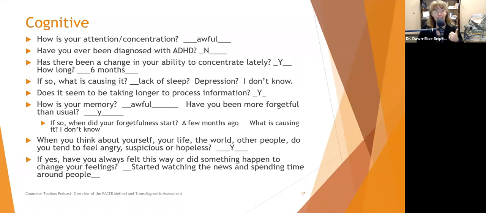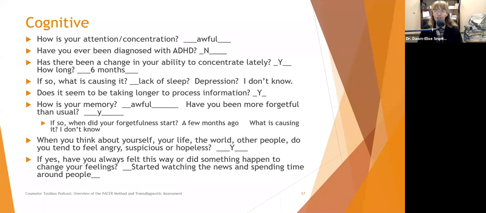Norepinephrine is one of your main focus chemicals. It's also one of your main excitatory chemicals. Since he's depressed, reporting feelings of apathy and anhedonia and having difficulty with concentrating, I'm starting to look at or think about norepinephrine and maybe dopamine, because dopamine is your motivation chemical.